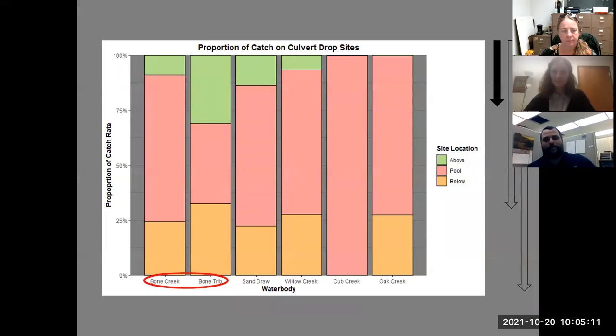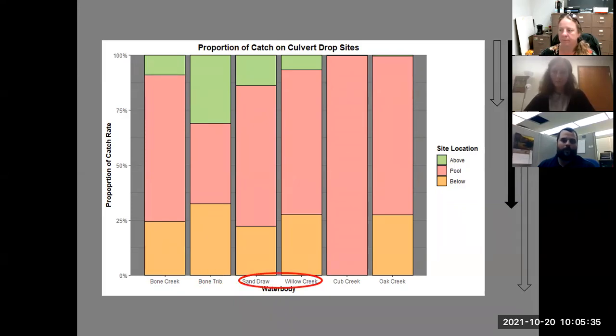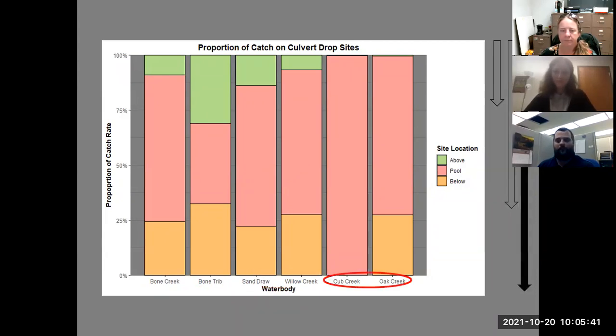I want to explain these graphs just a little bit here. Some things you're going to see on multiple graphs. The arrows to the right-hand side are just there as a visual so that you guys can visualize where I'm at in these systems. As I move through, I have Bone Creek circled and Bone Trib. Those were higher up in the upper watershed, and they had the lowest drop. And then Sandra and Willow Creek had a little bit more of a drop, and they're a little bit farther down the system, followed by Cub Creek and Oak Creek, which had those largest drops and the largest arrows. So that will change as I go through more slides.